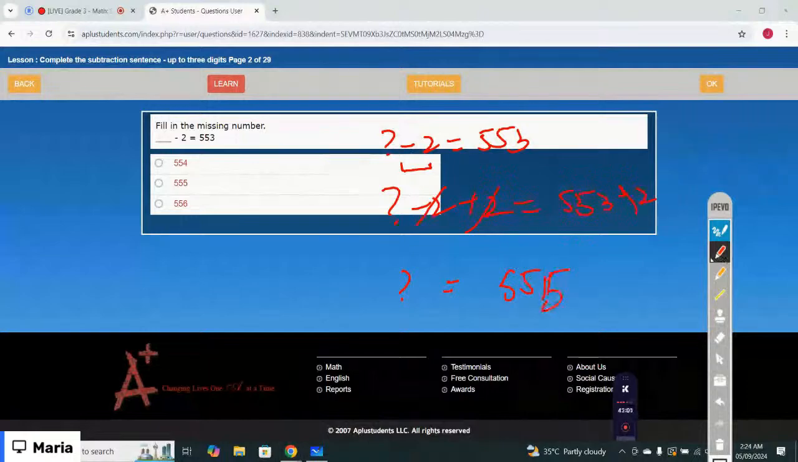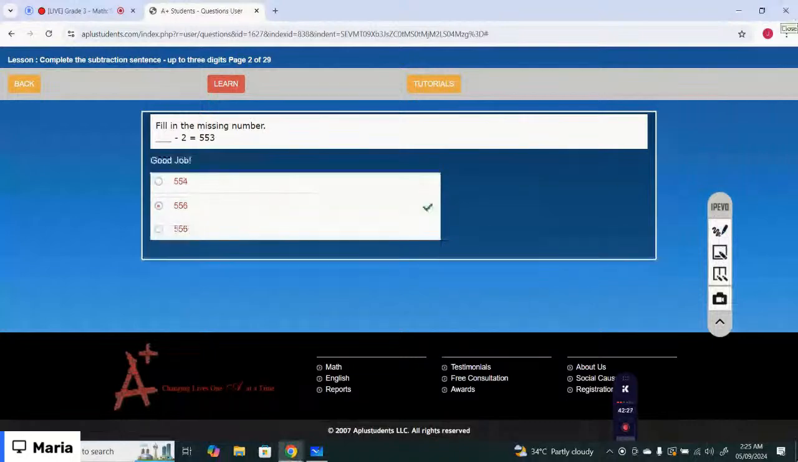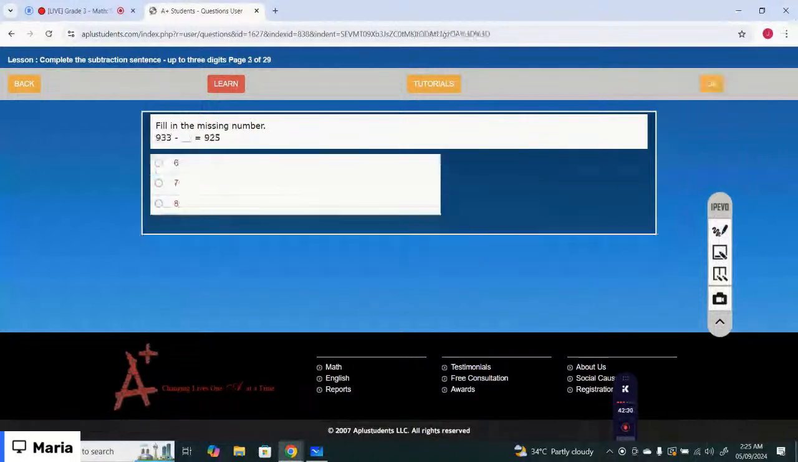So the correct option is option number 2, that is 555, right? Option number 2 is the correct option, that is 555. Okay, let's just move on to the next one. Find the missing number. 933 minus what number equals 925?